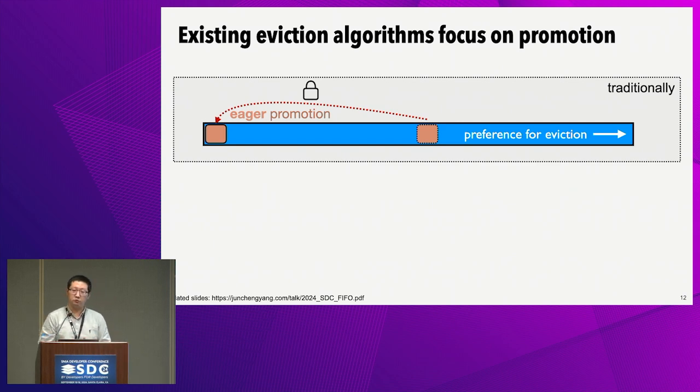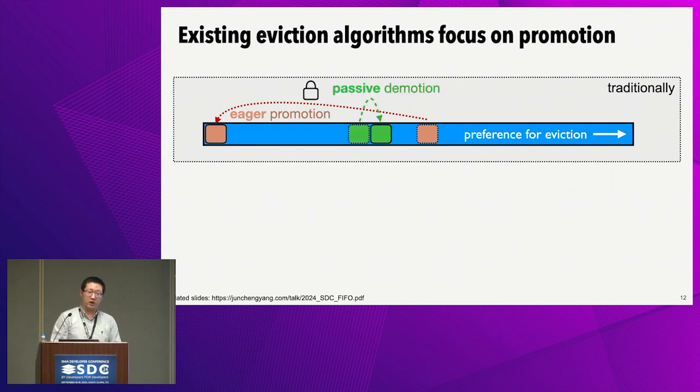And this promotion requires locking because the queue is often implemented using a doubly-linked list. To move an object from the middle of the queue to the head of the queue, it requires changing multiple pointers, and this requires a lock. And this lock limits the scalability, as I mentioned earlier.